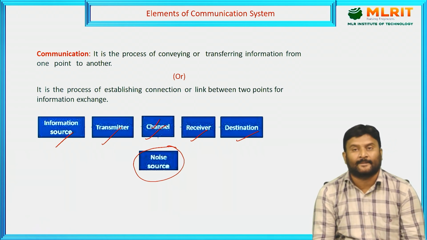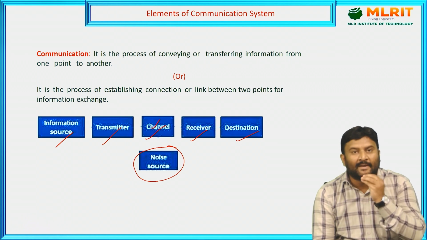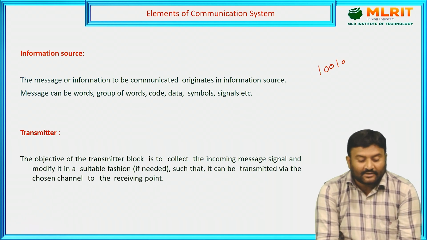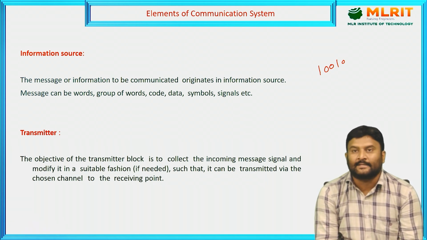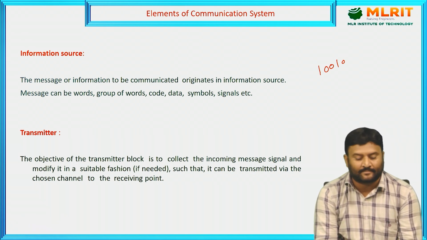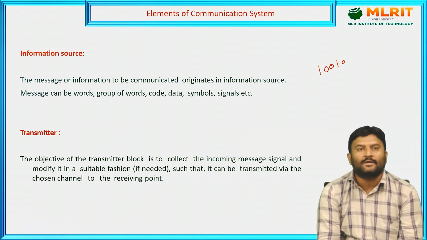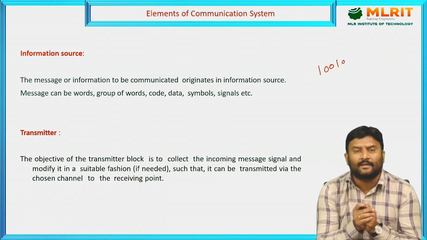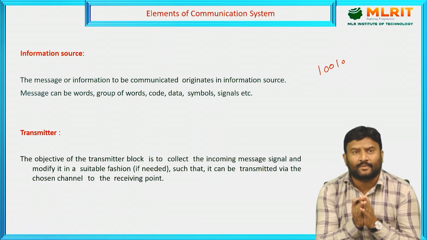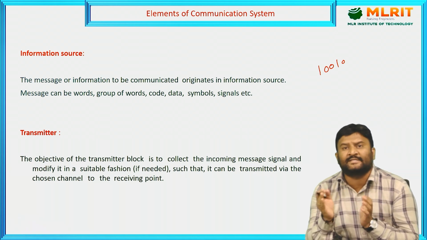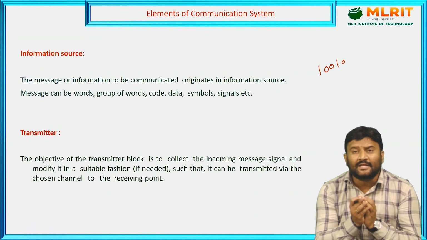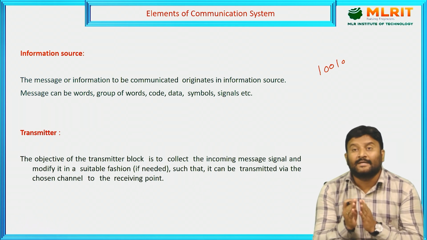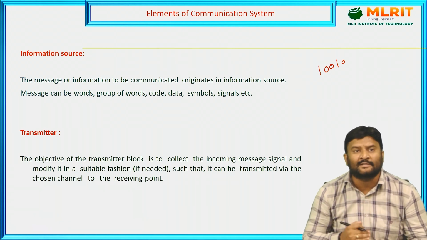What is the next block? Transmitter. Our information or our message is given to the transmitter. So what is a transmitter? The objective of the transmitter block is to collect the incoming message signal and modify it in a suitable fashion such that it can be transmitted via the chosen channel to the receiving point. It is a transmitter circuit. For example, when you discuss it deeply, the transmitter is one type of circuit. By using this circuit, you can transmit our information to the receiver. Therefore, the transmitter is not a single device, it is a circuit. Then it passes the information to the receiver.